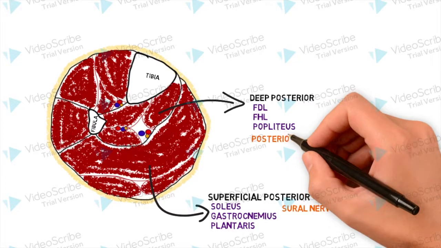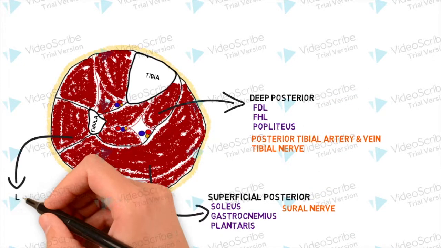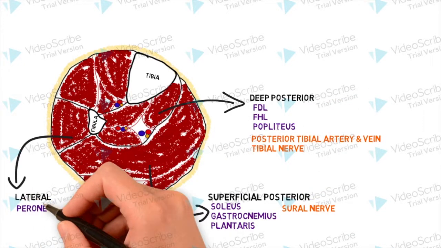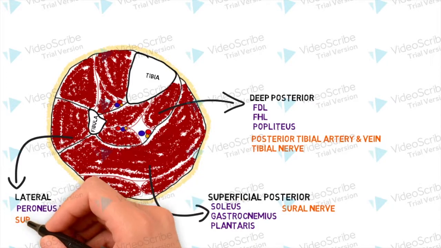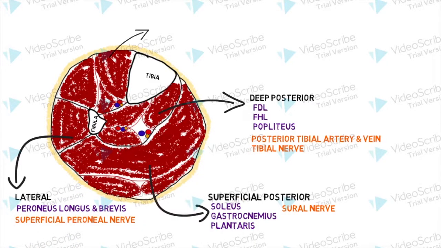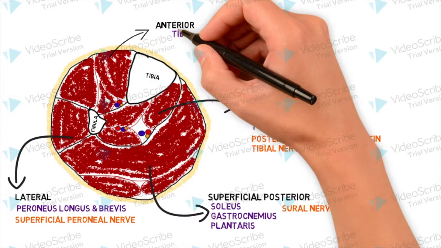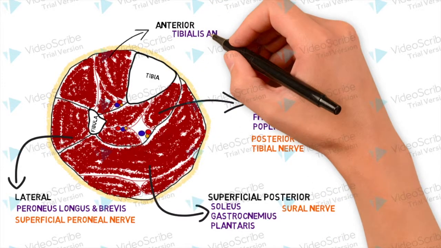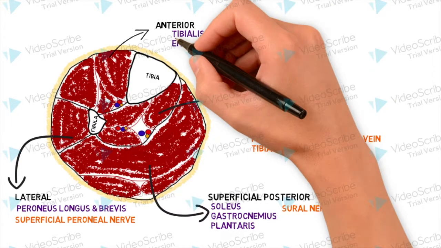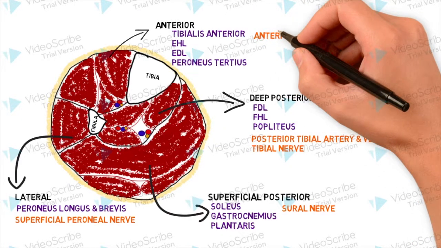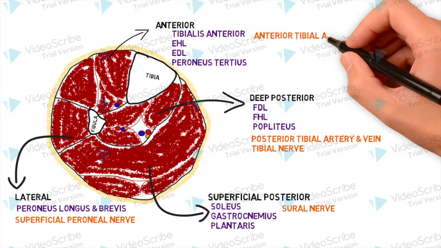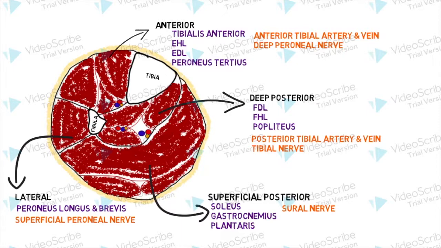The lateral compartment contains peroneus longus and brevis, and the superficial branch of the common peroneal nerve. And the anterior compartment contains tibialis anterior, the deep extensors, and peroneus tertius, as well as the anterior tibial artery and vein and the deep branch of the common peroneal nerve. Some argue that tibialis posterior lies in its own 5th compartment.